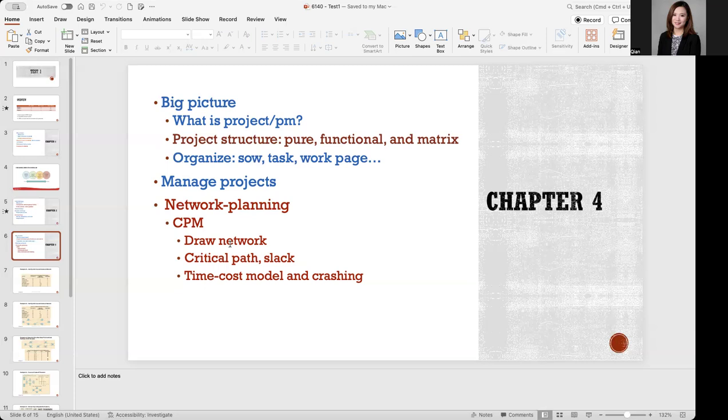So first of all, you need to figure out how to draw that network. And then once you have that network, you have all the time for each activity, the sequences of activities, then you will be able to figure out the critical path. So you need to figure out what is critical path.